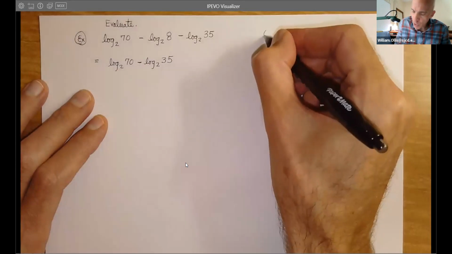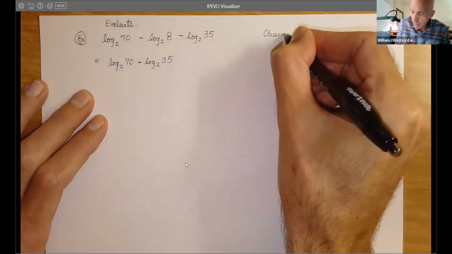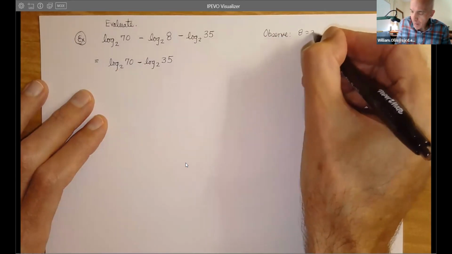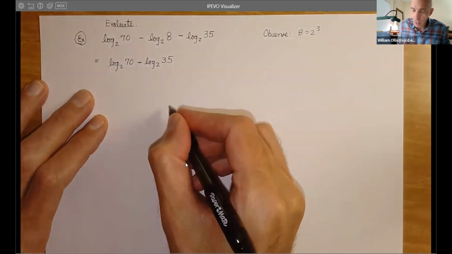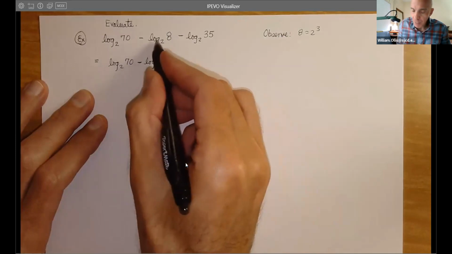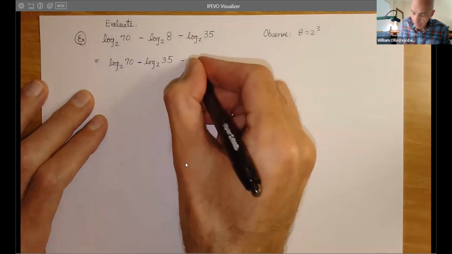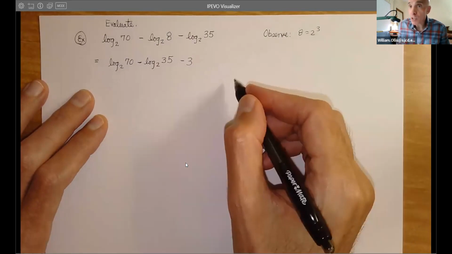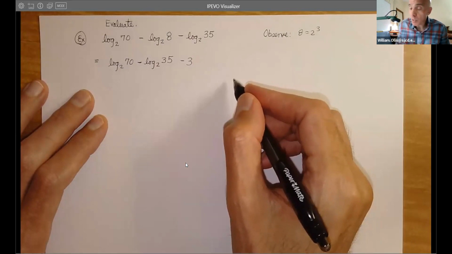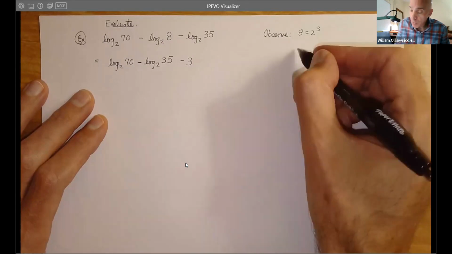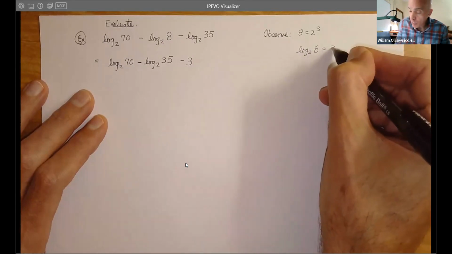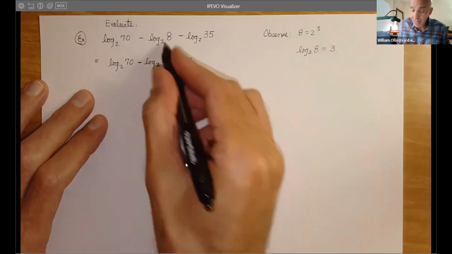We first observe that 8 is just the third power of 2. So that's easy. This would just be minus 3, because 8 is a power of 2. What is the power? 3. What's the logarithm? The power of the base. So we say the base 2 logarithm of 8 equals 3. So we just replace that term with 3.